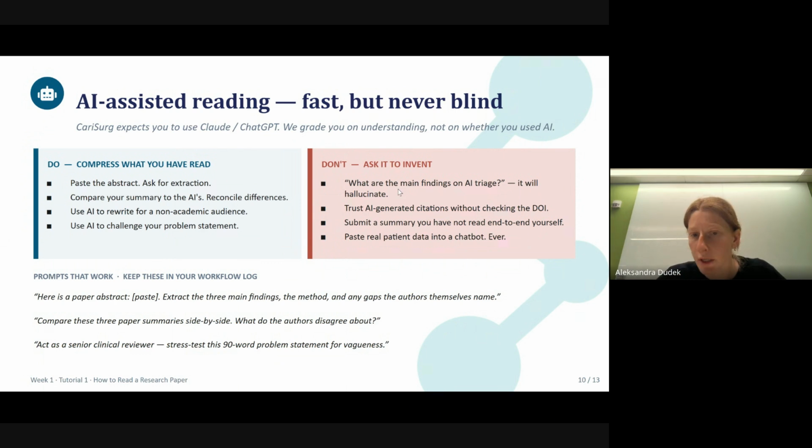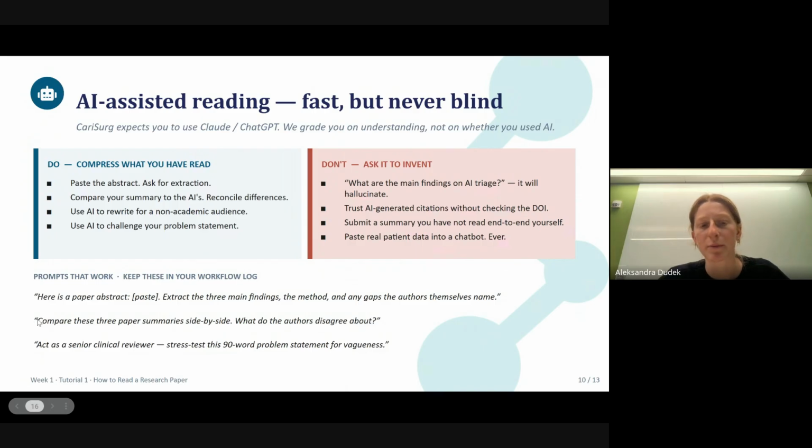Again, you want to be critical as you're using AI. So you want to make sure to check for any hallucinations, check that it's not making up citations, and things like that. Also, as a critical point, never paste true patient data into a chatbot. It is critical to maintain privacy of true data.